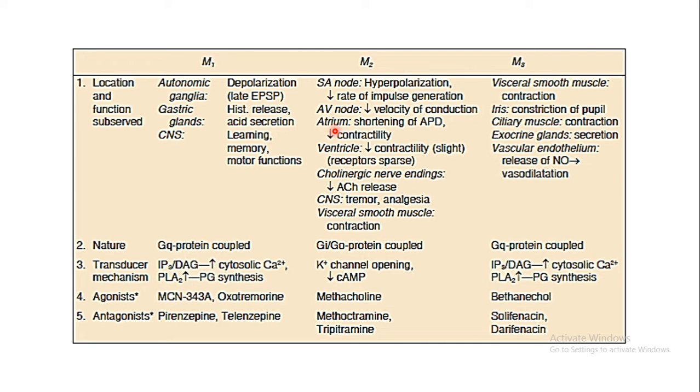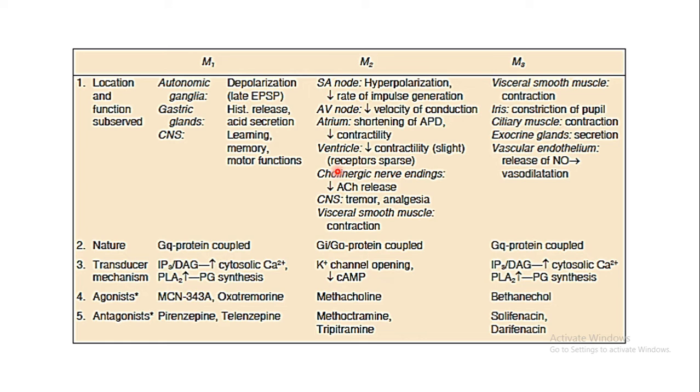Again, M2 receptors located in the atrium, when they are stimulated, will result in shortening of the action potential duration. As a result of this, the contractility also is reduced, okay, by its direct action on the atrium. Action potential duration is shortened and the contractility is reduced in the atrium. In the ventricles also the contractility is reduced, but only slightly. This action on the ventricles is not very significant.